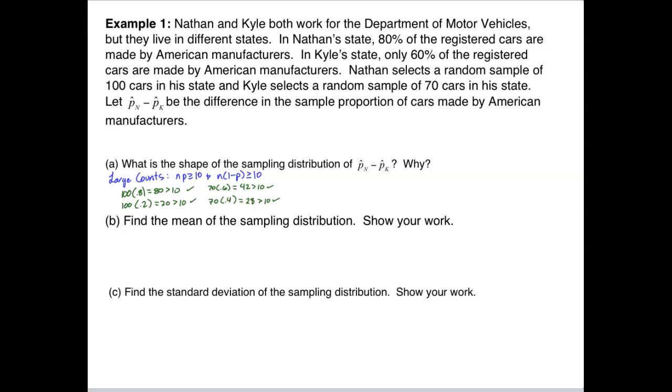And so the answer to our question is that the shape is normal, since large counts is satisfied for both samples.